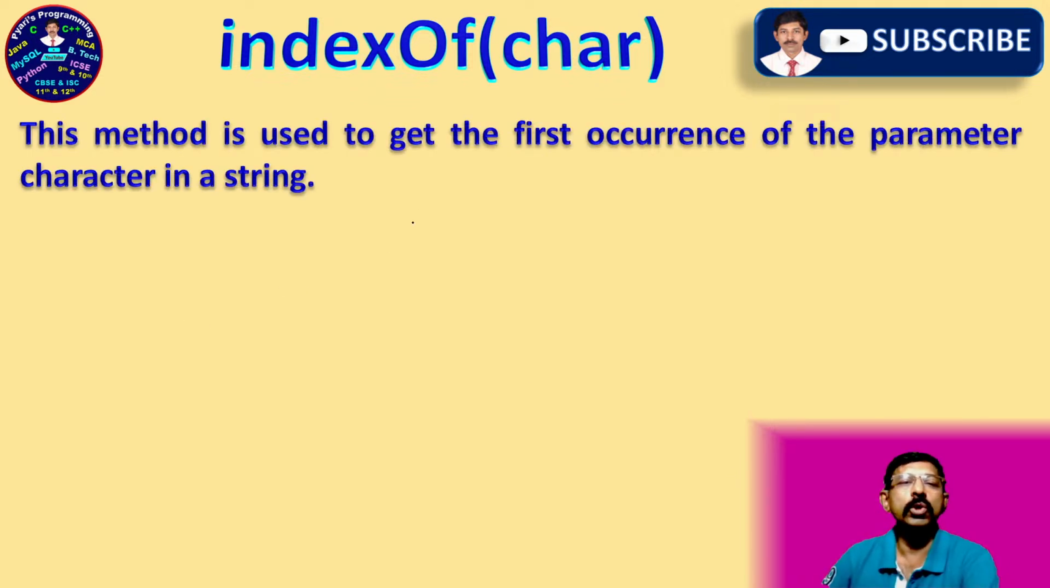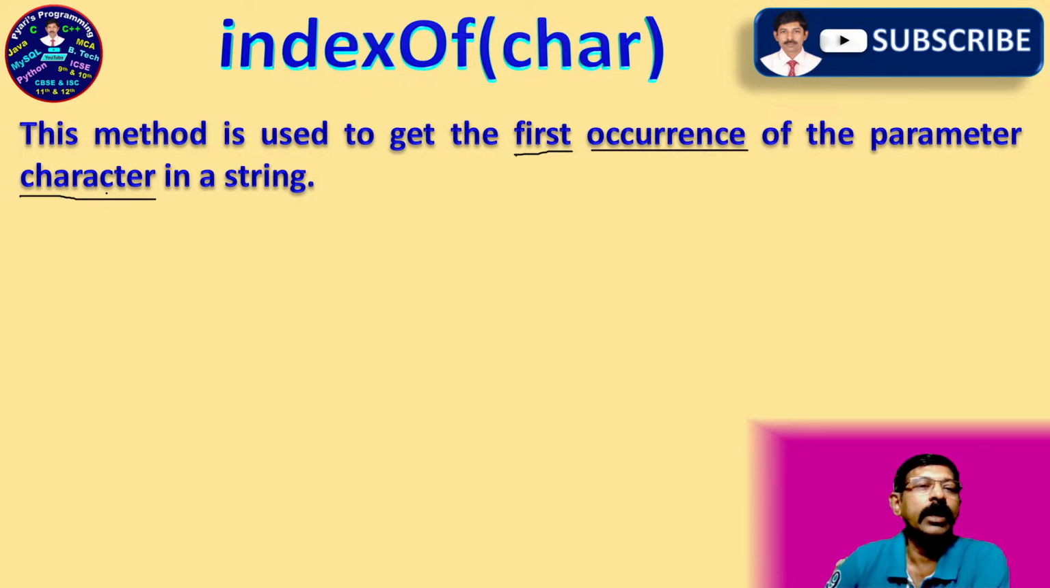indexOf. This method is used to get the first occurrence. I'm underlining again the key points. First occurrence. What is this first occurrence? Let me give an example. Here in this word character, A is available two times. But out of these two, which one is first occurrence? This one is your first occurrence. This one is your second occurrence. Hope I'm clear with this. Everyone has understood what you mean by first occurrence?